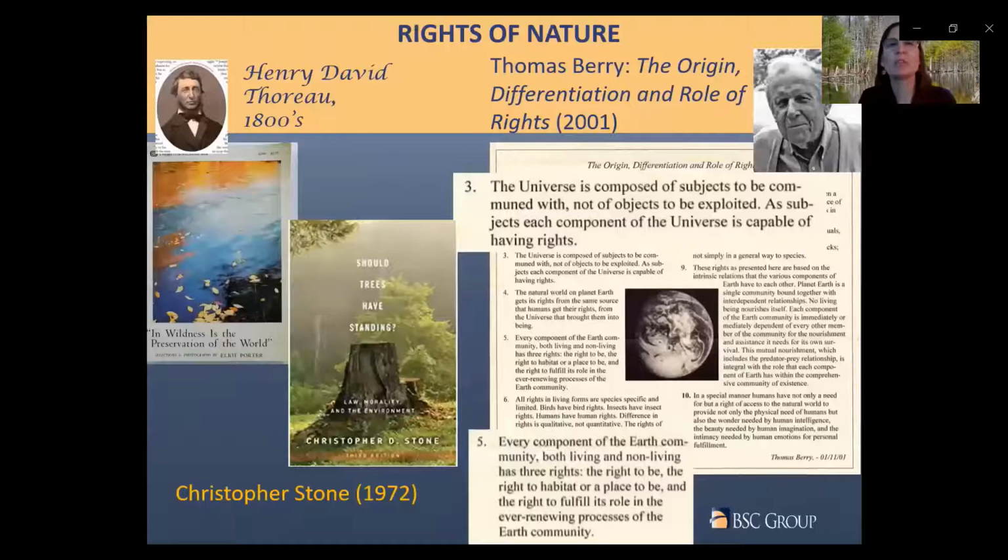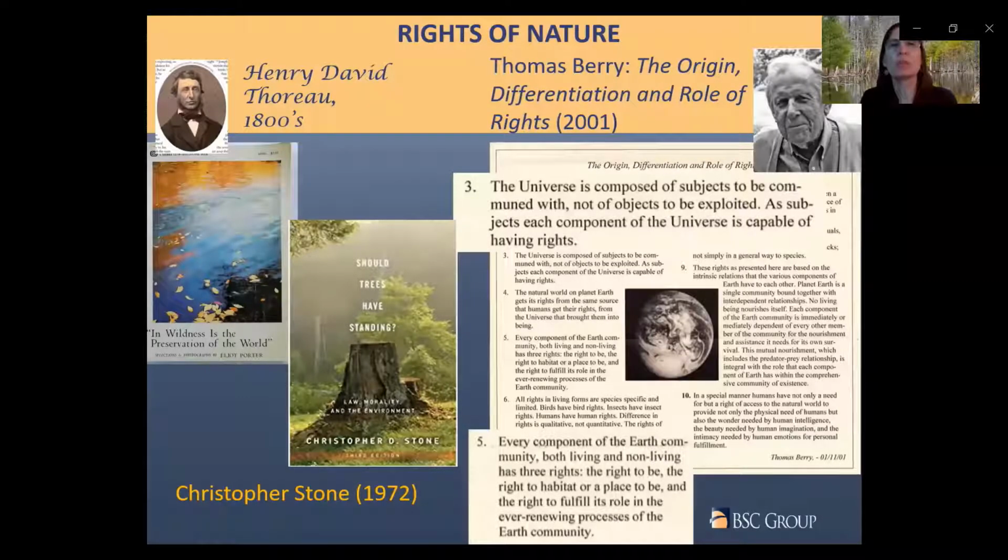Deriving in part from the wisdom of Indigenous peoples, and in part from a Western history of advocating for the rights of nature, such as the voices of Henry David Thoreau, John Muir, Christopher Stone, Roderick Nash, and Thomas Berry, the emerging rights of nature movement reflects values long held by humans of many cultures around the world.